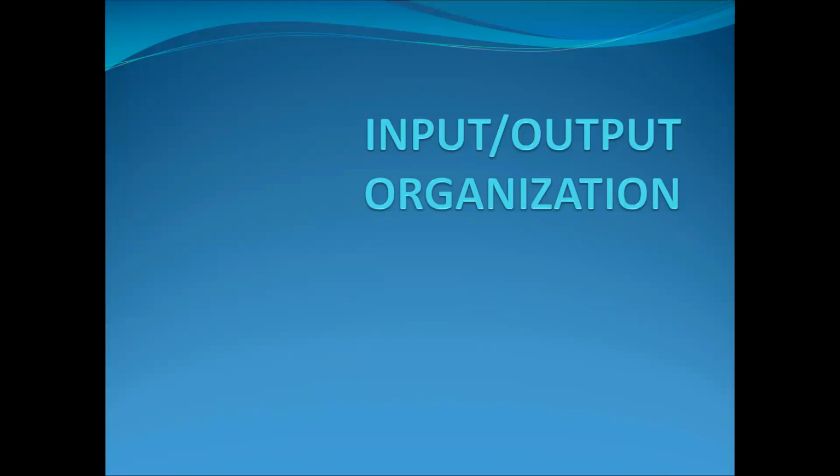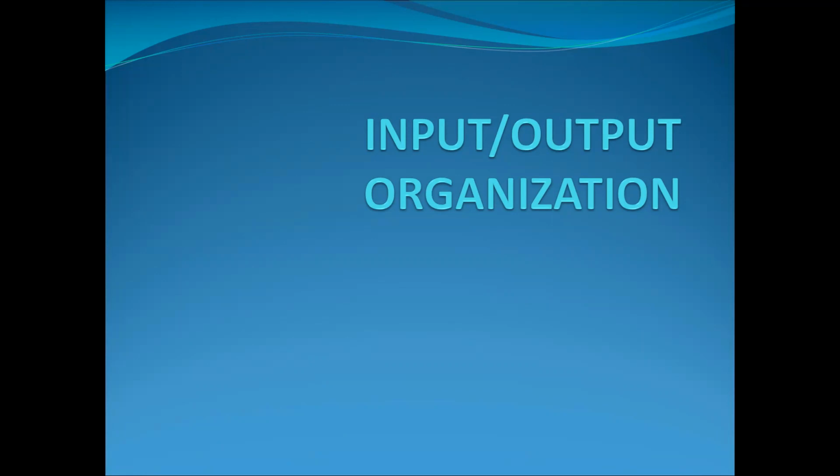So in this video, we'll be discussing the input and output organization. As we know, the processor is the most important component of the computer system. Besides the processor, the next important component is the memory, where data and instructions are stored before processing. Besides the processor and memory, there is an important component called the input output, because we give input or get output from the system through some devices.